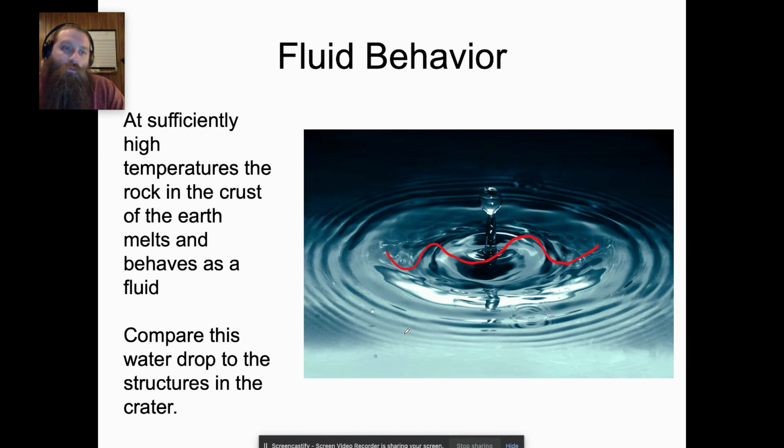Because if you take an asteroid that's 6 miles across and you run it into the Earth, there's going to be an extremely high temperature that is associated with that. It's going to melt the rocks of the crust. And when they melt, they're a fluid. They're going to behave like a fluid. And so we expect to see these fluid waves kind of emanating from that crater.